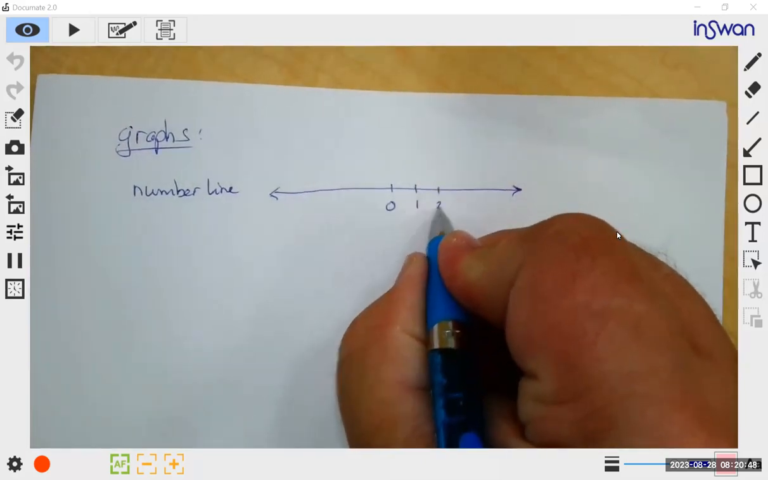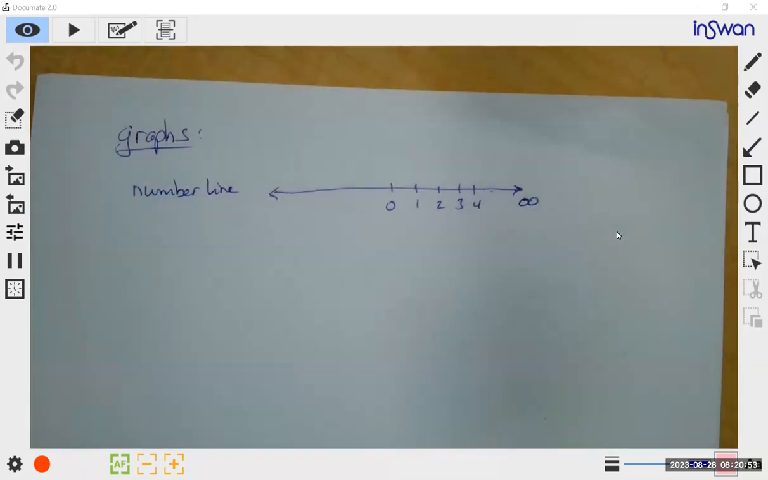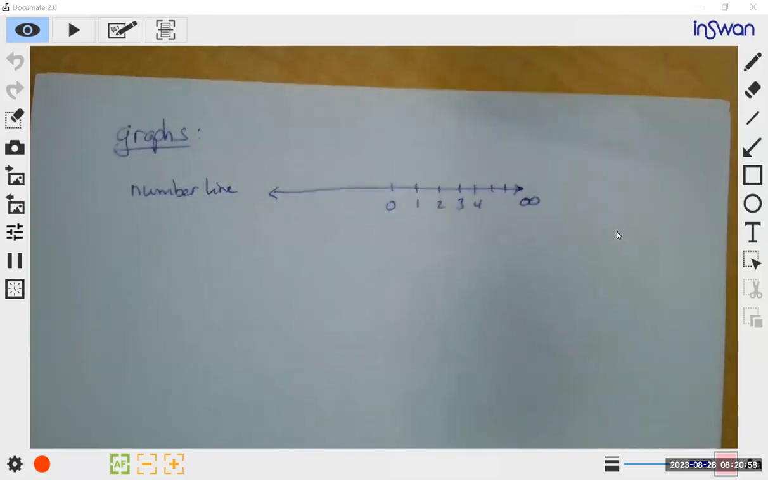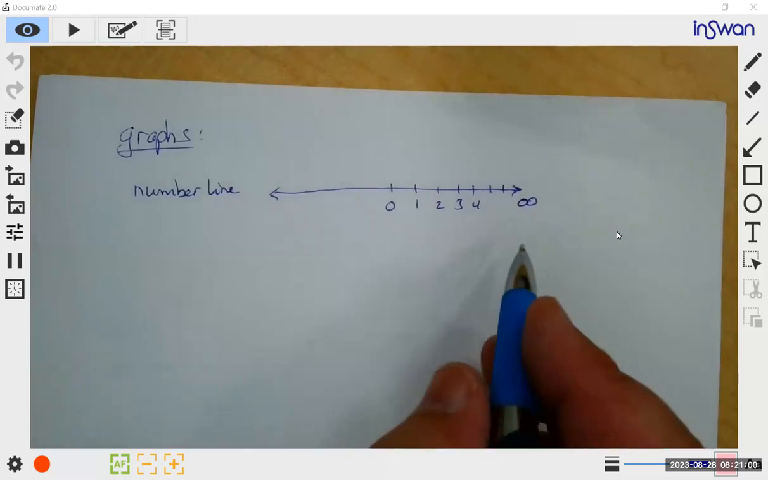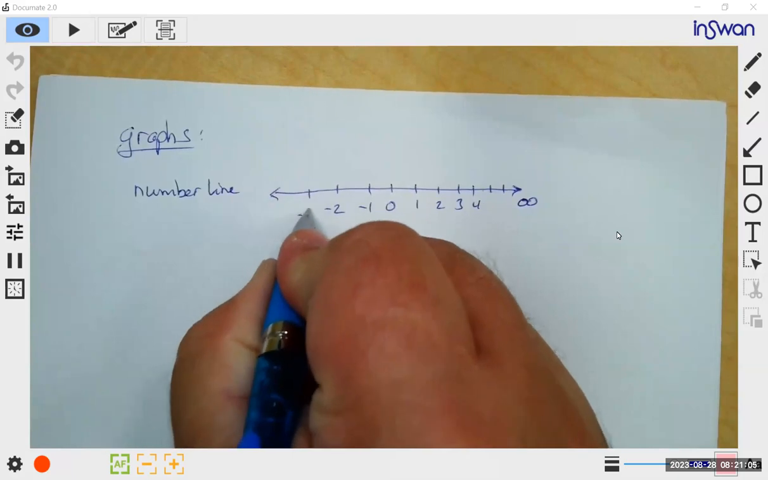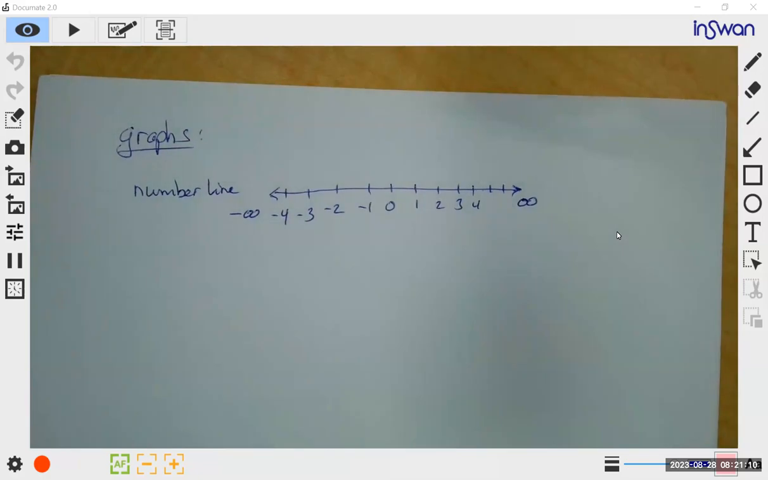So you go 1, 2, 3, 4, and so on and so forth, all the way to infinity. So if to the right's positive, that means to the left has to be negative. All the way to negative infinity. And those even have words.